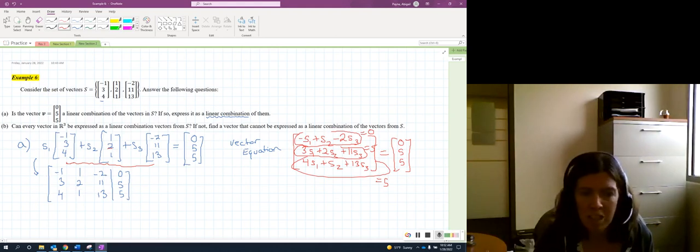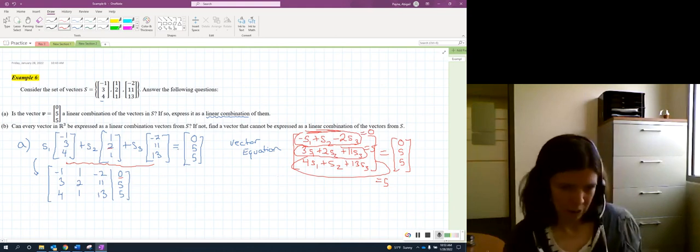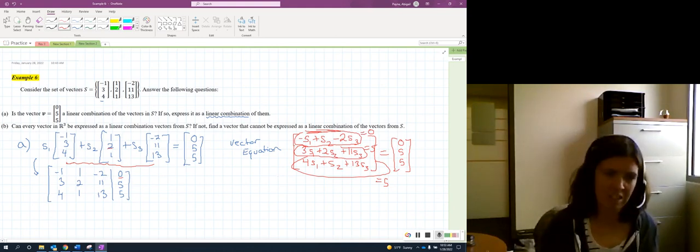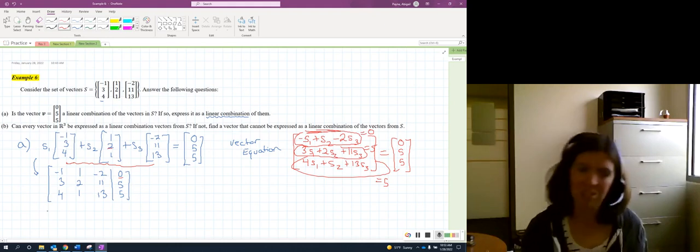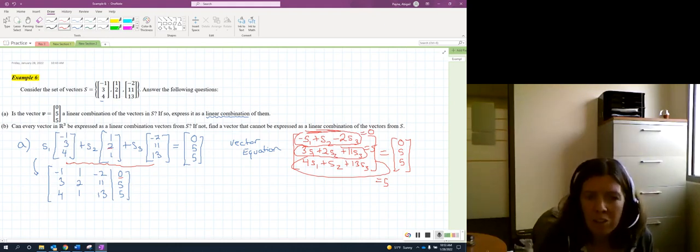First row is negative 1, 1, negative 2. There are your coefficients from this first equation, equals 0. And then 3s1 plus 2s2 plus 11s3, there are your coefficients, equals 5, and so on. So that's the connection, but we don't want to write out all of those steps every time. We don't want to write the vector equation, then the linear equations, and then the augmented matrix. So we accept that this vector equation is equivalent to this augmented matrix. Now we want to try and solve this.